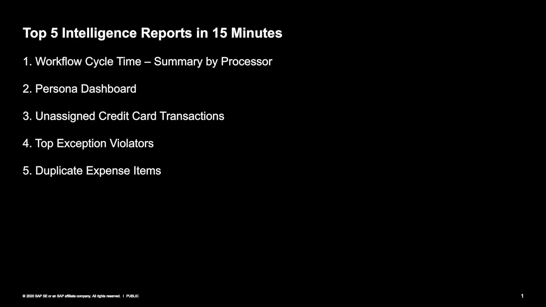Today, the top 5 intelligence reports include the Workflow Cycle Times by Processor report, the Persona Dashboard. We're also going to talk about the Unassigned Credit Card Transactions, the Top Exception Violators report, and then lastly, the Duplicate Expense Items report.